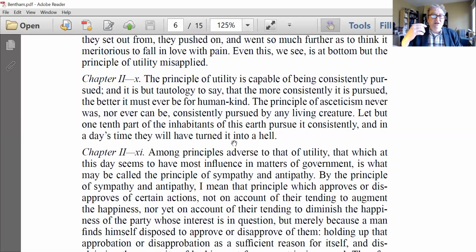So what he means is that if everyone were to follow the principle of utility and try to increase happiness, the world would be a better place. And at least they could consistently follow such a rule. But if everyone were to act according to asceticism, then the world would be a much worse place. It would be a kind of hell, in the sense that everybody would be trying to diminish happiness and increase pain.